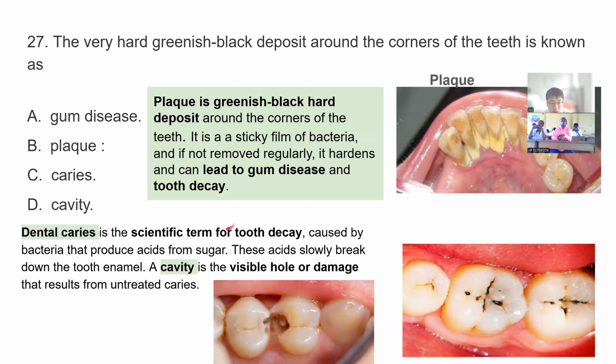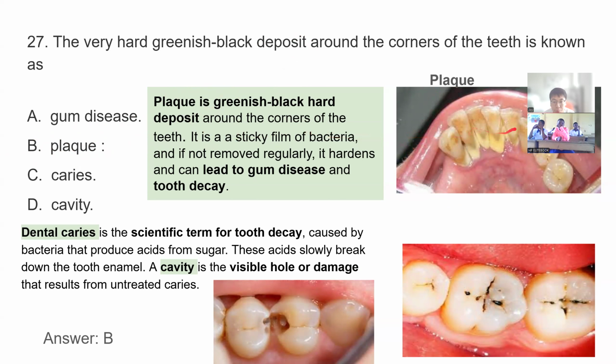The answer is B. It's a plaque if it is very hard and has greenish black deposit. It's called plaque, to be exact. And plaque is a deposit around the corners of the teeth. And the picture on the right shows the plaque.